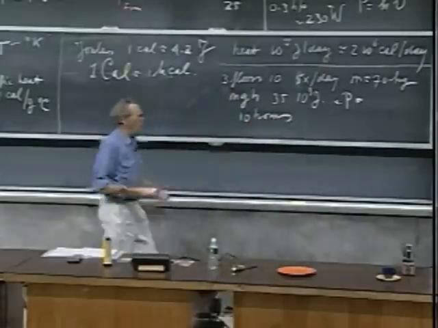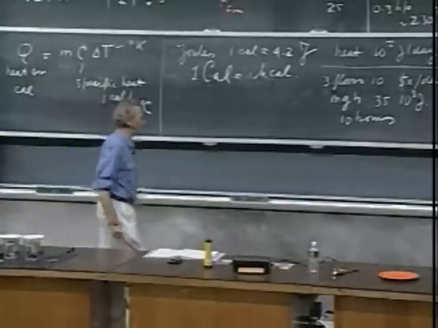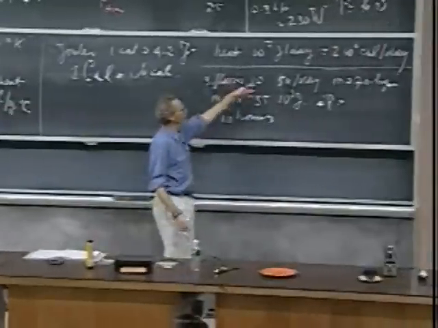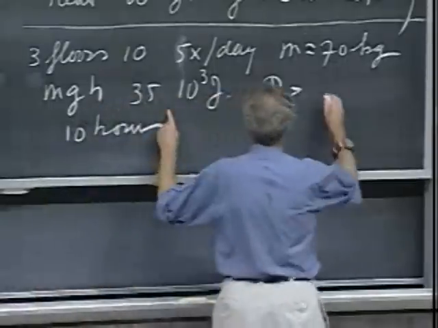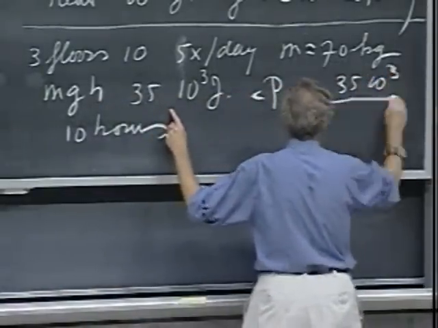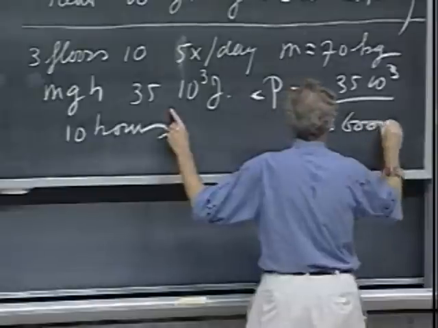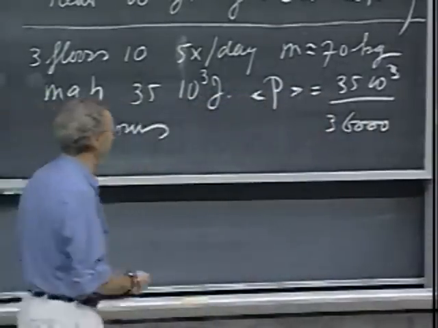You go once up in the morning, and then sometime in the afternoon, and you go up in the evening, and maybe twice in the evening. It takes you 10 hours to go 5 times up these 3 floors. Then the average power that you have generated is 35,000 joules divided by 36,000 seconds. And that is embarrassingly little. That's about 1 watt.